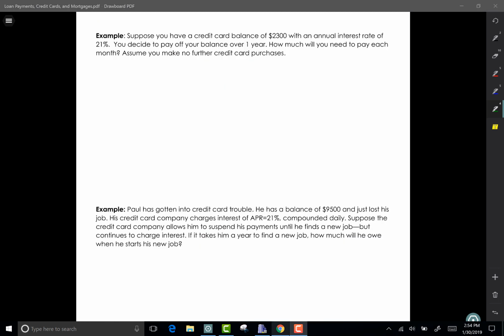Okay, next example says, suppose you have a credit card balance for $2,300 with an annual interest rate of 21%. You decide to pay off your balance over 1 year. How much will you need to pay each month? So we need to find our payment.